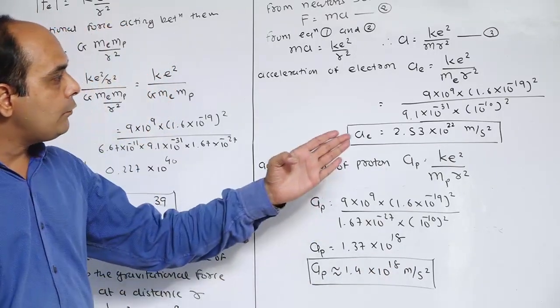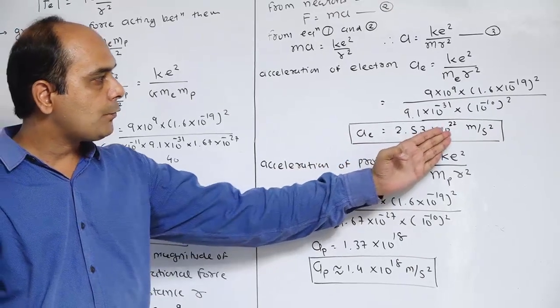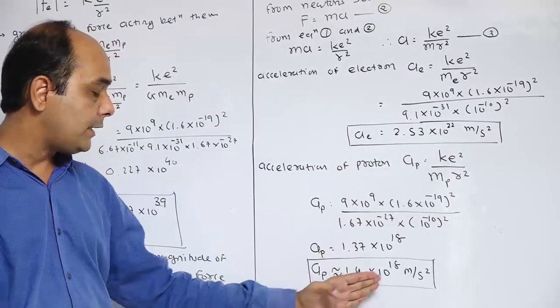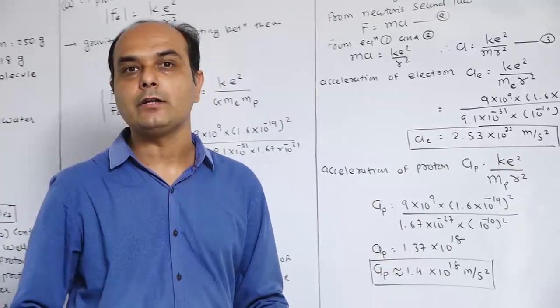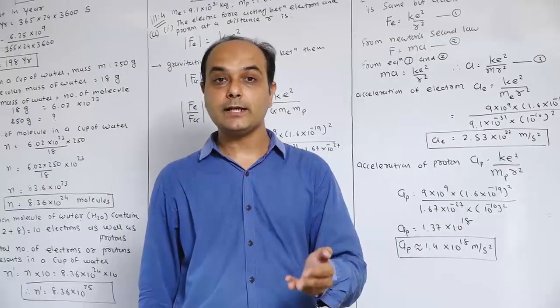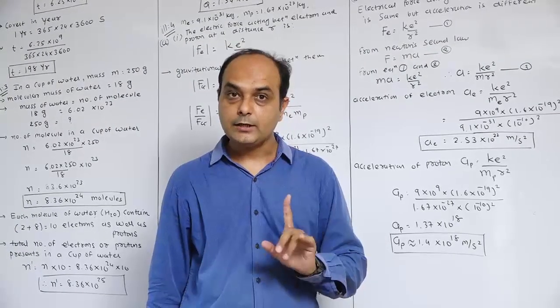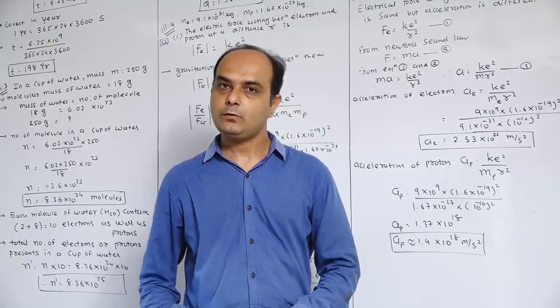Students, observe these two values. Acceleration of the electron is 10 to the 22. Acceleration of the proton is 10 to the 18. This acceleration is also much larger than the gravitational acceleration. Than what? Gravitational acceleration. Okay, students?